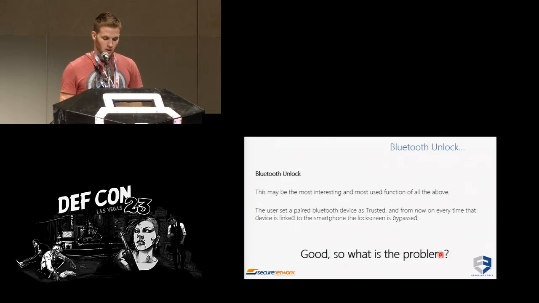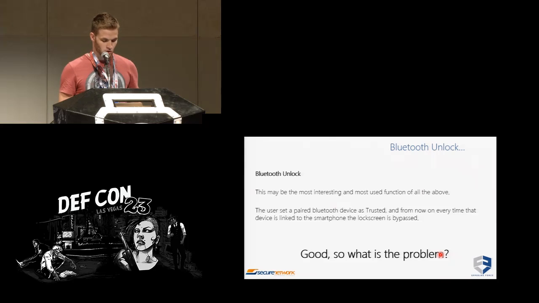The Bluetooth unlock is maybe the most used feature. I actually use it in my car when I'm driving and I should not text, so I can bypass my lock screen and text quickly, to not be seen by the police and stuff like that. Practically, the user must say, okay, I have this paired device and I can mark one or more of them as trusted. And from this moment, every time I'm connected to this device, the lock screen is bypassed. I don't have to put in my PIN code or do my swipe thing.